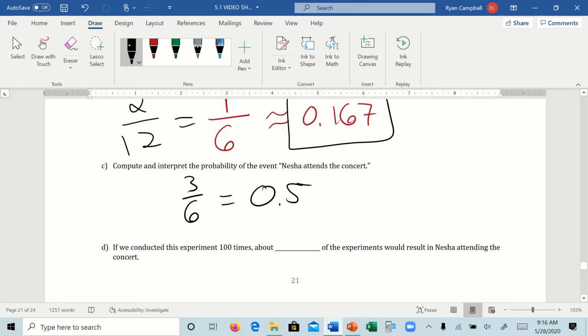So if we conducted this experiment 100 times, about how many of the experiments would result in Nisha attending the concert? So remember, when we have the experiments 100 times, we just multiply the decimal by 100, and we would get 50.